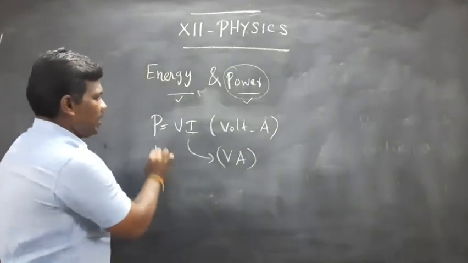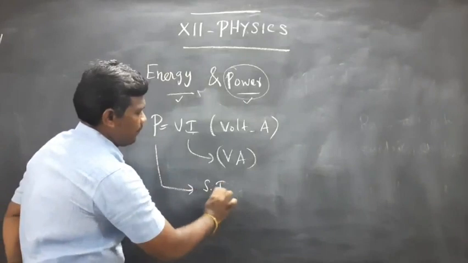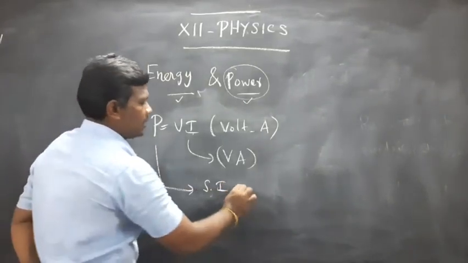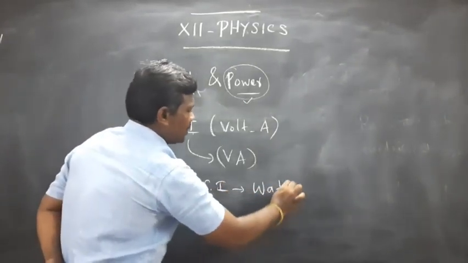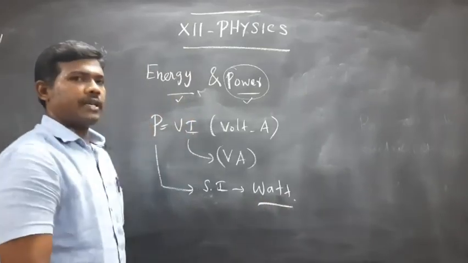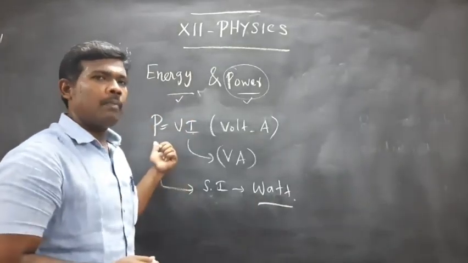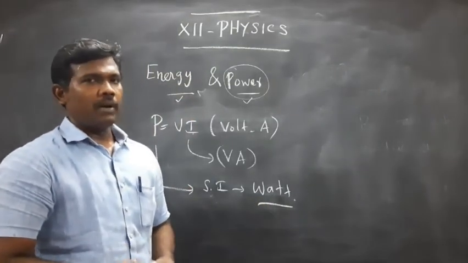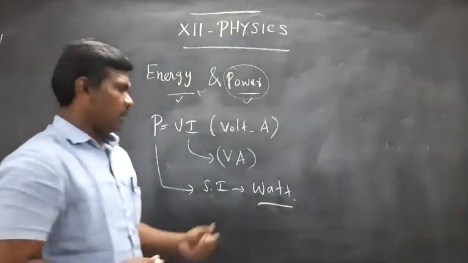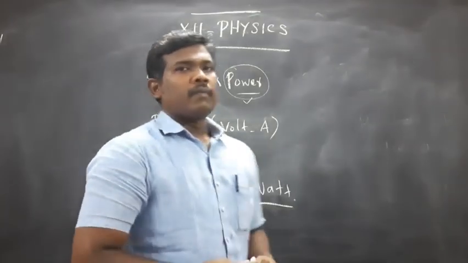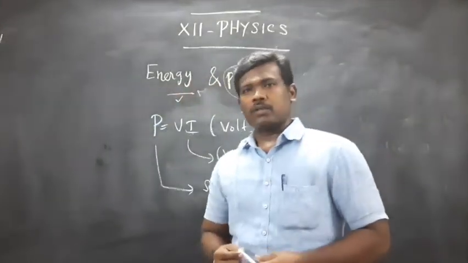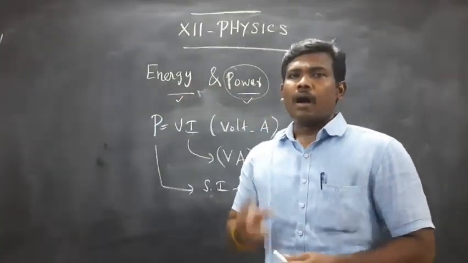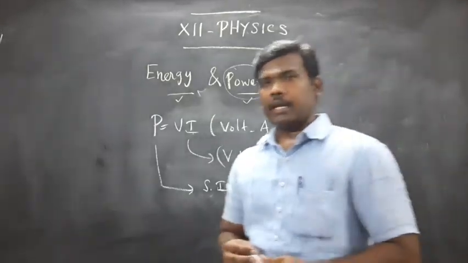The SI unit of power is watts. Watt is the SI unit for electrical power. P unit is watts. But commercially we are using the electrical bulb. In our house we are using the electrical bulb and all the electrical devices.